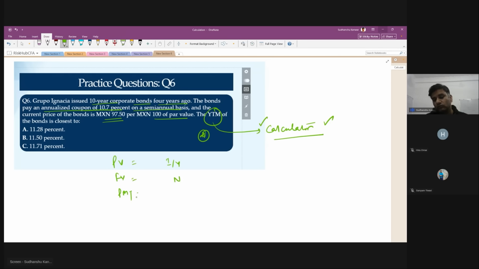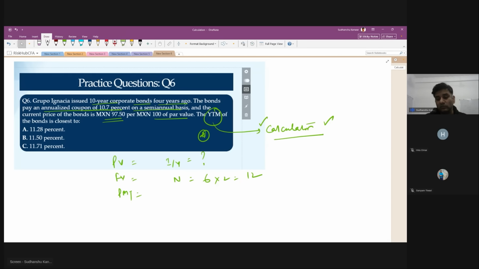Out of five, I need to know four things, the fifth I can find. So YTM I have to calculate, so this I have to find, I/Y. Let's look for others. The 10-year corporate bond, 4 years ago. How many years pending? 6 years pending. Semi-annual basis, multiplied by 2. So N will be 12.